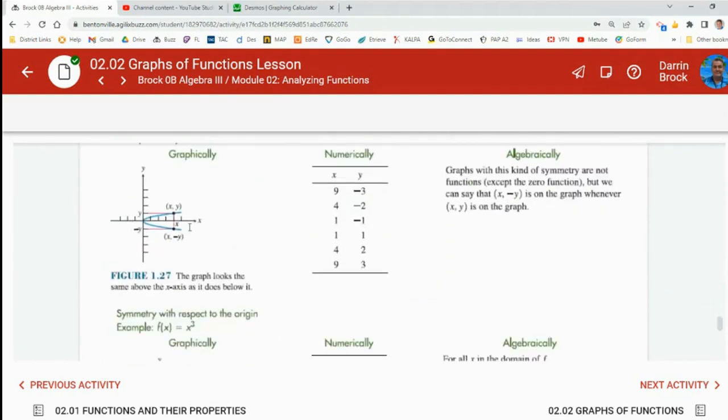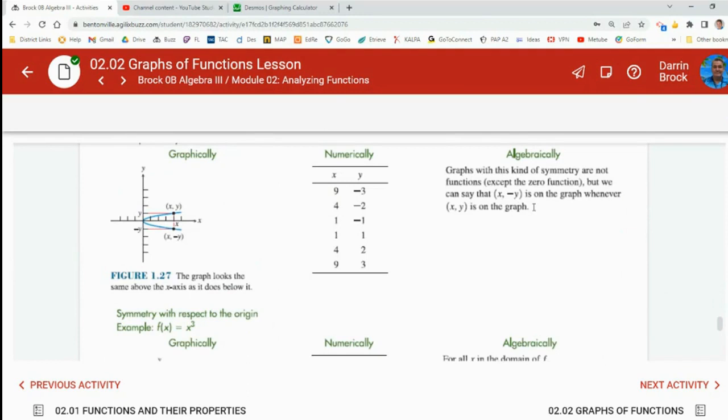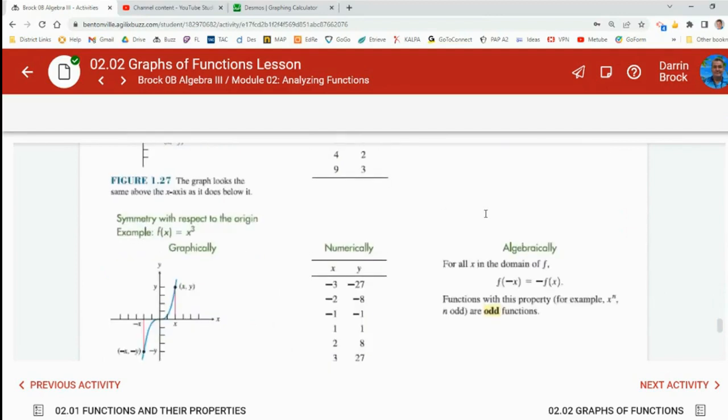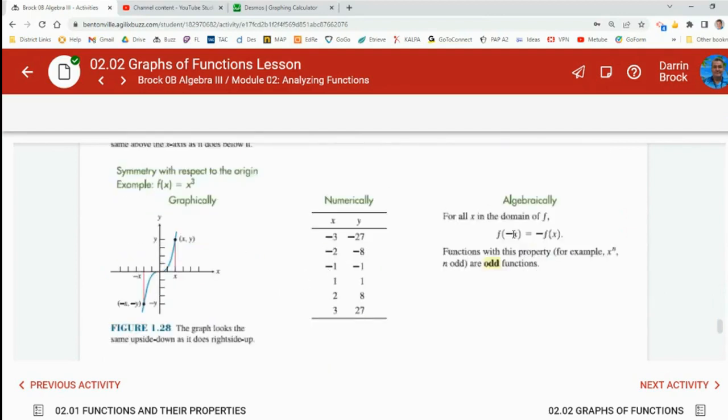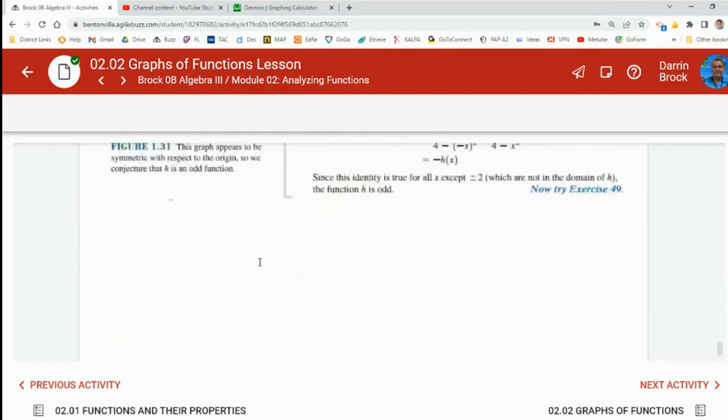All right, and then there is symmetry with the x-axis, x equals y squared. You see that there, the x is 9, 4, 1, 1, 4, 9. And algebraically, they're not functions, but we can say if there's x, negative y, there's also x, y. And the origin. So negative x would be negative f of x. And we see numerically on the table or graphically. So you can check functions for symmetry, and that is the last of that page.